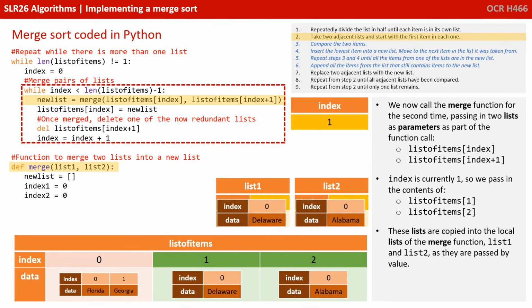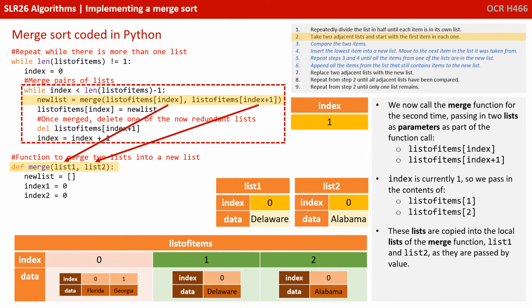We now call the merge function for the second time, passing in two lists as parameters as part of the function call. Now index this time is currently 1, so we're going to be passing in list of items 1 and list of items element 2. These lists are copied into the lists of the merge function, list 1 and list 2, as they're passed in by value.